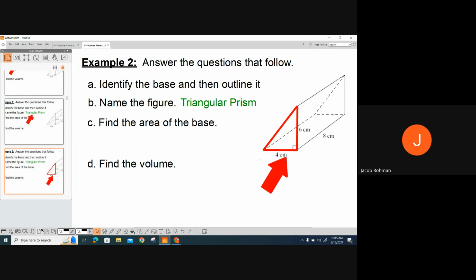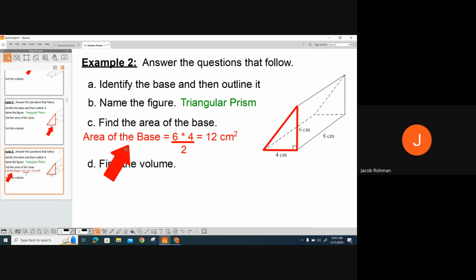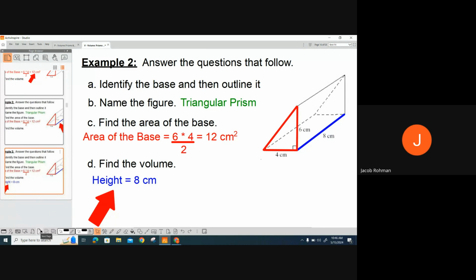And to find the area of the triangle, we have to do base times height divided by 2. So in this case, the base and the height, remember, of a triangle are perpendicular to each other. So the base being 4, the height being 6. So 4 times 6, and then dividing that by 2 is going to give us 12 centimeters squared for the area of that base. Now the height I've labeled in blue here, which is going to be 8 centimeters.